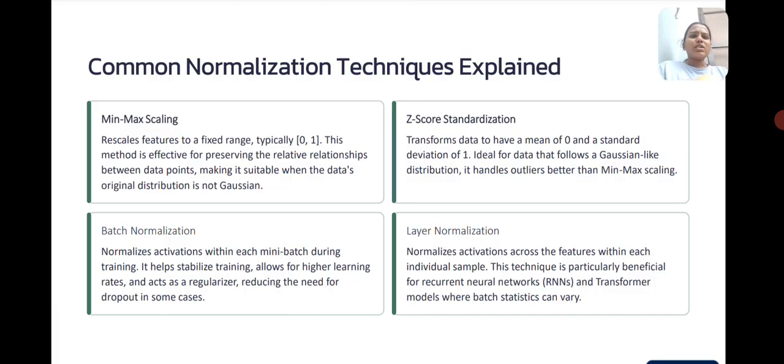Next, let's see what is batch normalization. It normalizes activations within each mini batch during training. It helps stabilize training, allows for higher learning rates, and acts as a regularizer, reducing the need for dropout in some cases. Next, what is layer normalization? It normalizes activations across the features within each individual sample. This technique is particularly beneficial for recurrent neural networks and transformer models where batch statistics can vary.